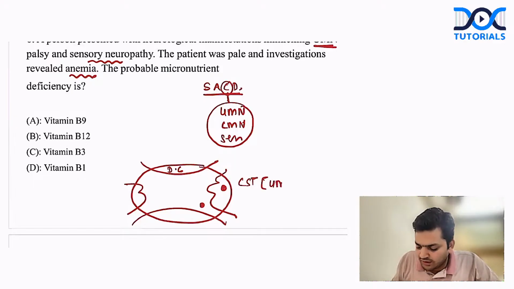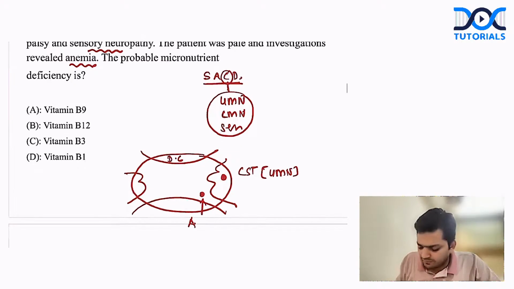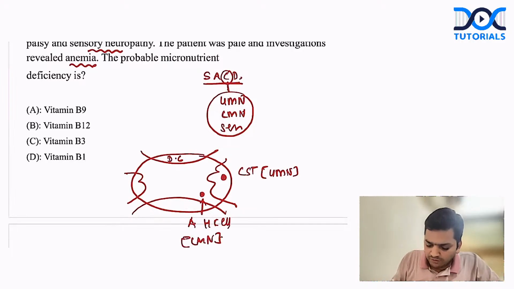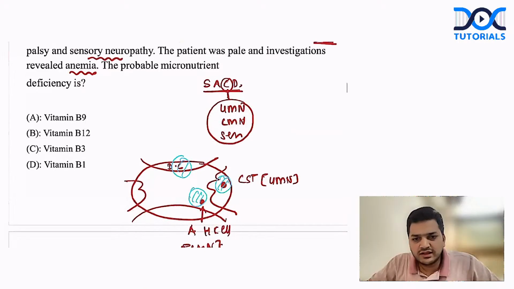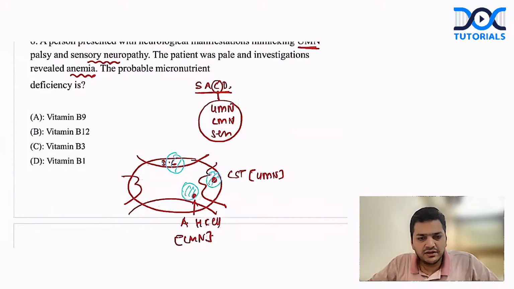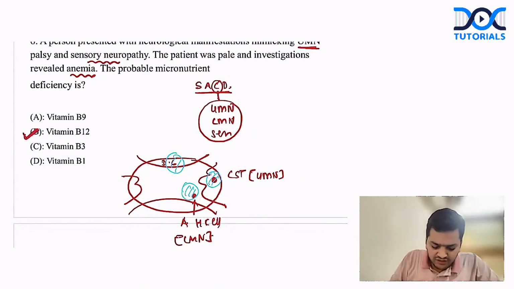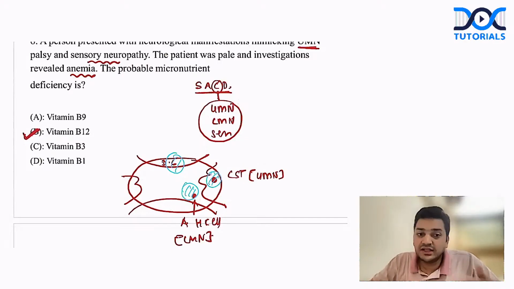This is the UMN area. The anterior horn is going to be the LMN area. So now what is happening is there is a problem in this area, this area. So there's going to be a random problem that is going to happen. And that is seen with vitamin B12 deficiency. So they are talking about SACD. It is due to what? It is due to vitamin B12 deficiency, and that leads to anemia also.